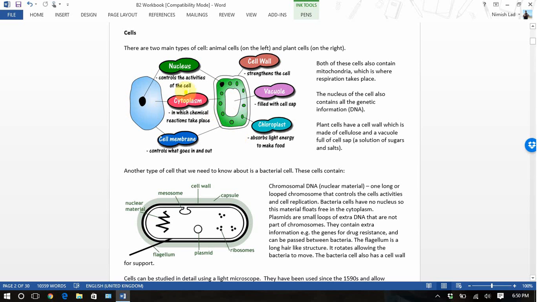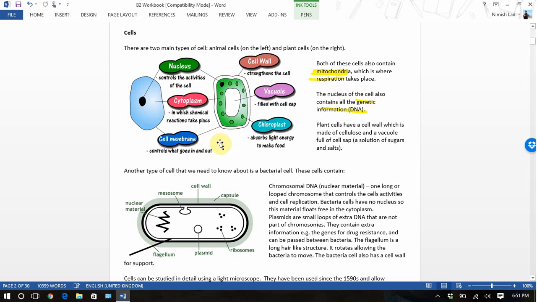These cells also contain mitochondria, and that is a site of respiration. You might have ribosomes mentioned as well. They don't come up very often, if ever, and ribosomes are the site of protein synthesis. The nucleus also contains the DNA, which is the genetic information, and you should know that from B1.